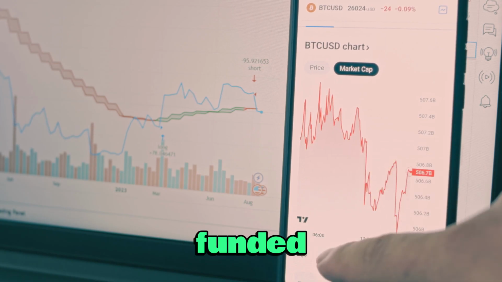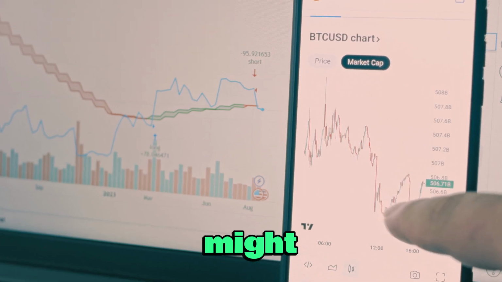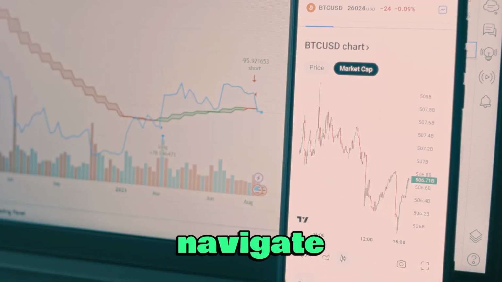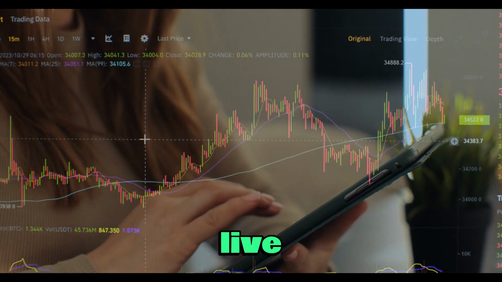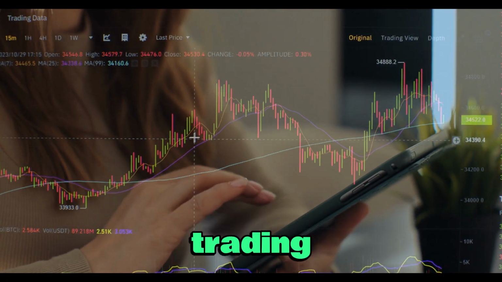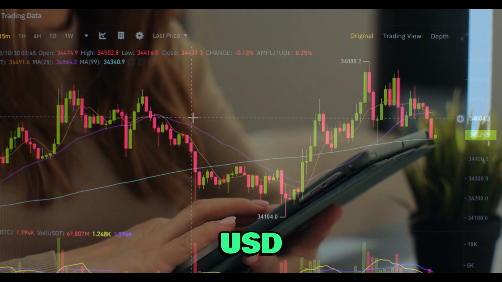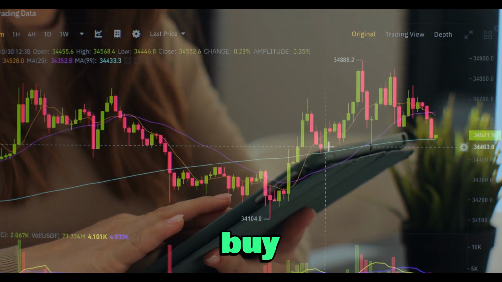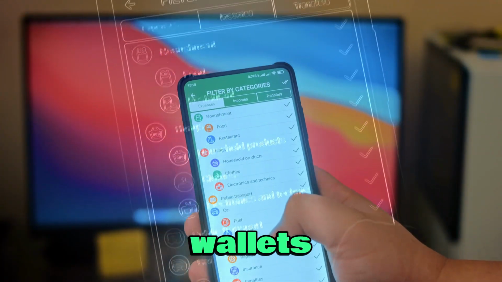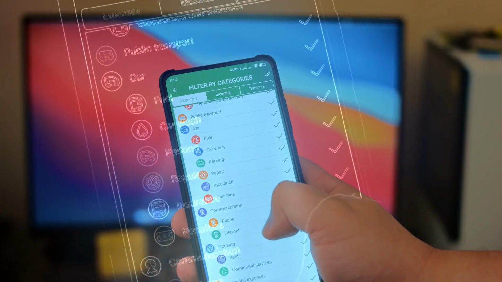Once your account is funded, it's time to explore the Binance interface. Don't worry, it might look complex at first, but I'll help you navigate the essentials. Key sections to know: Markets, see live price charts and browse different trading pairs, like BTC/USDT or ETH/BUSD. Trade. This is where the magic happens. You'll place buy and sell orders here. Wallets. Track your assets, check balances, and manage funds.